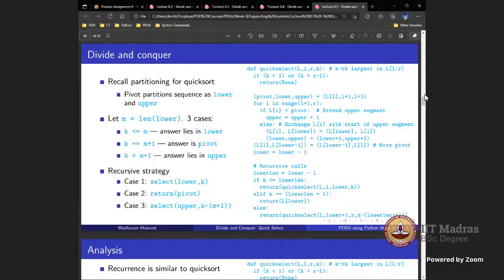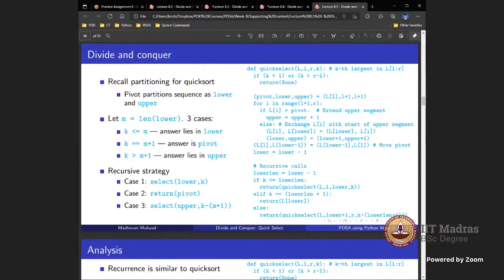Can I explain this one, sir? Yeah, sure, please. So the question is why we are updating the value of k to k minus lower length plus 1. After one run of the code above, the pivot is placed in its right place. Suppose the pivot is the fifth element. What that necessarily means is there are 4 elements which are smaller than the pivot.